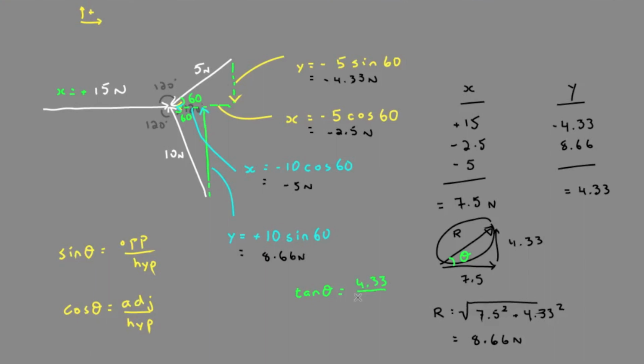4.33 over 7.5. This gives us 30 degrees, approximately. And so that's the direction on our vector. So our 30-degree triangle will be somewhere like here.